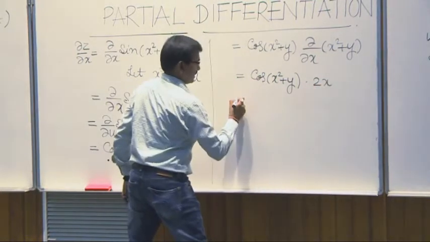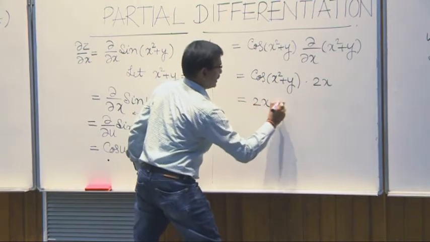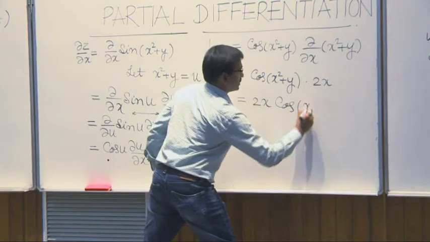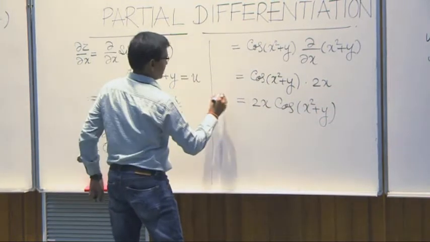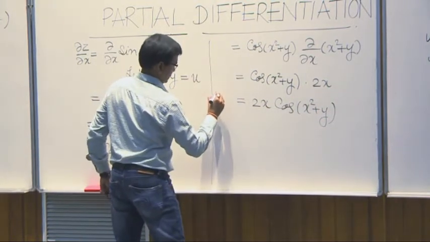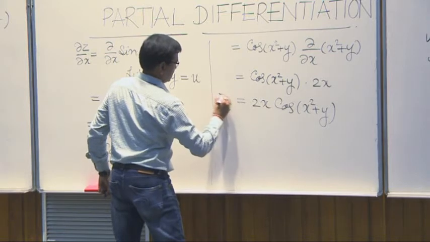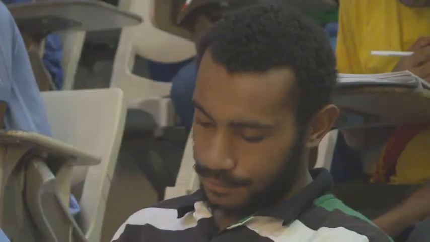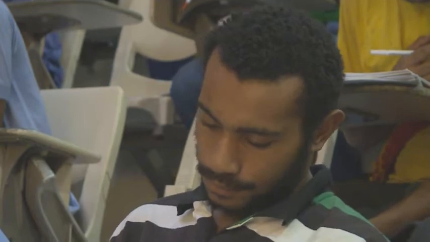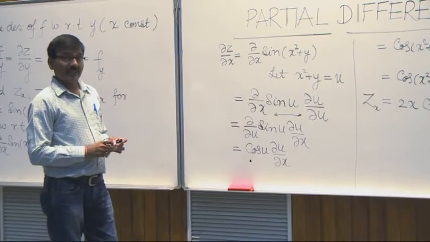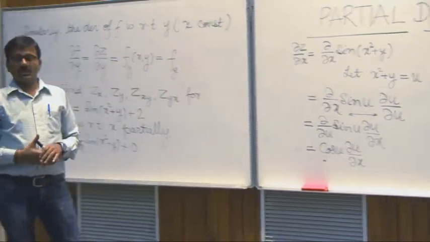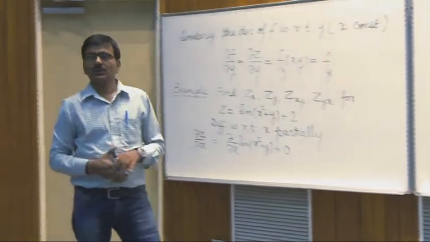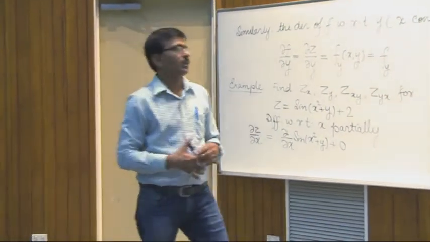Or you can write it in a more proper way, cos x square plus y times 2x. That is your delta z delta x, or zx. Exactly on the same lines we will do y without showing you these substitutions. I know that you also know. Okay? So you can do it quickly.